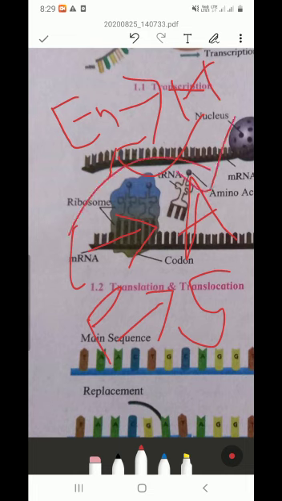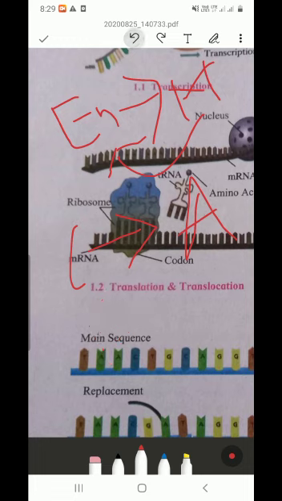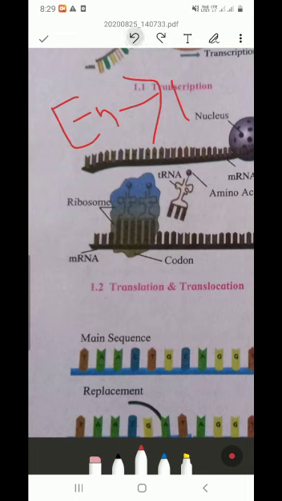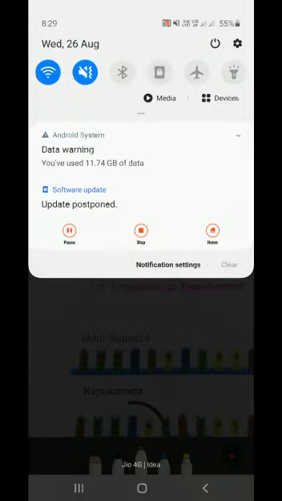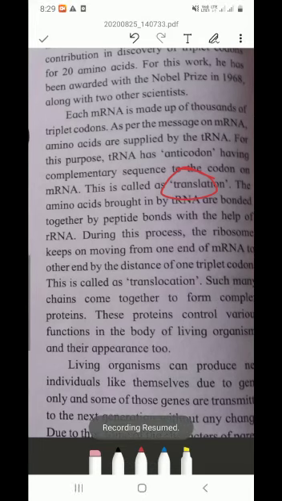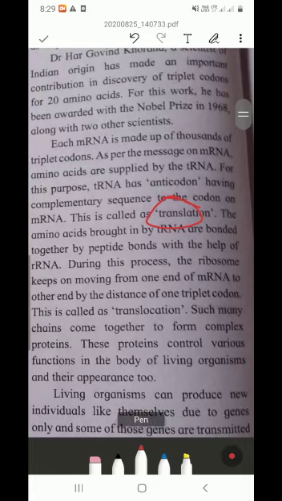Hence, protein synthesis takes place. Now, amino acids brought by tRNA are bonded together by peptide bonds. See, this is important.